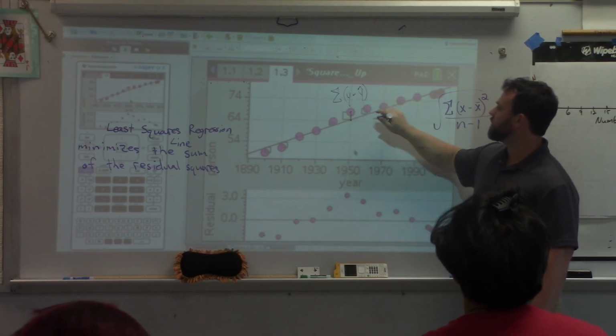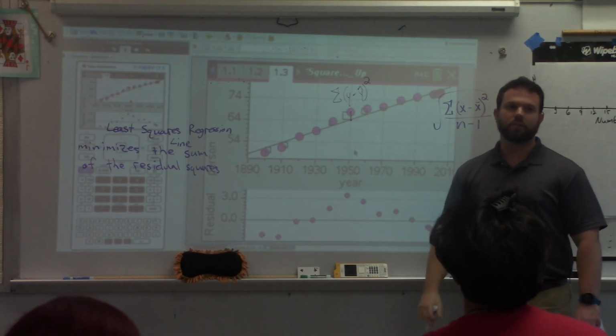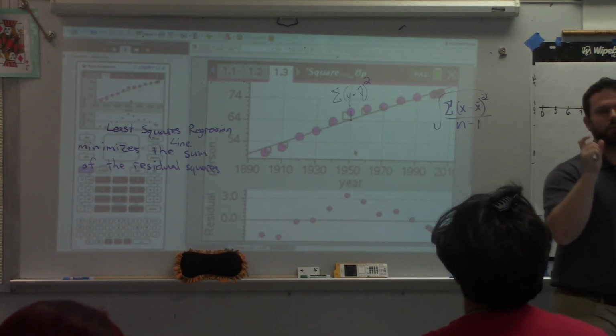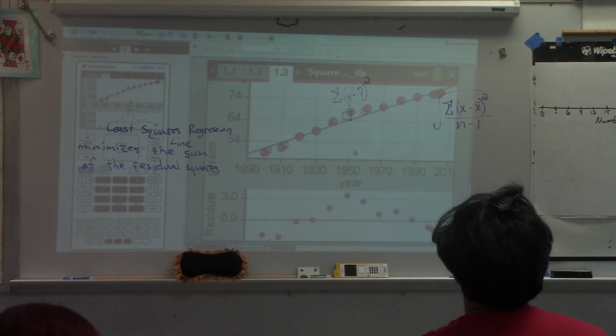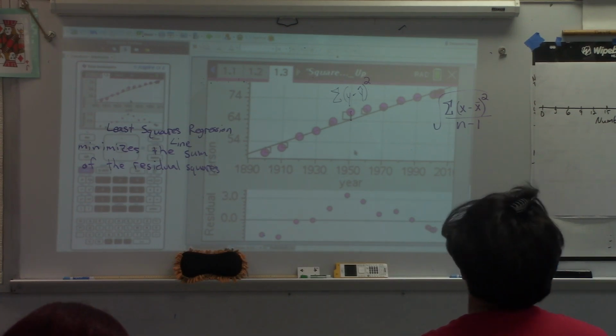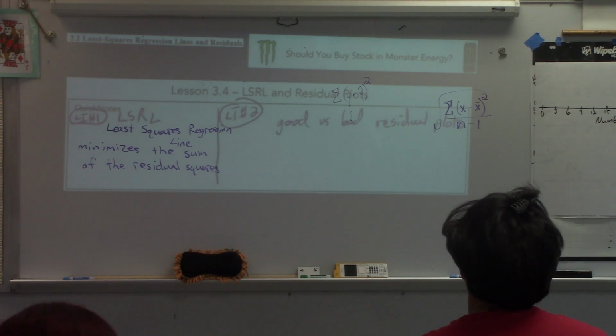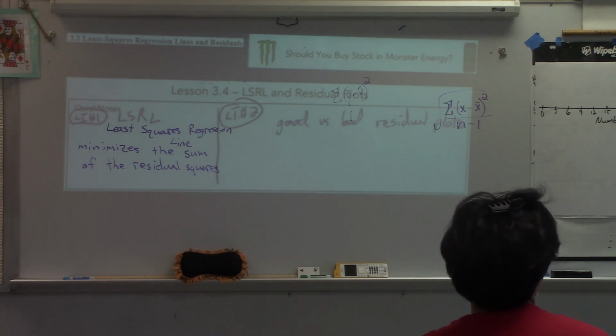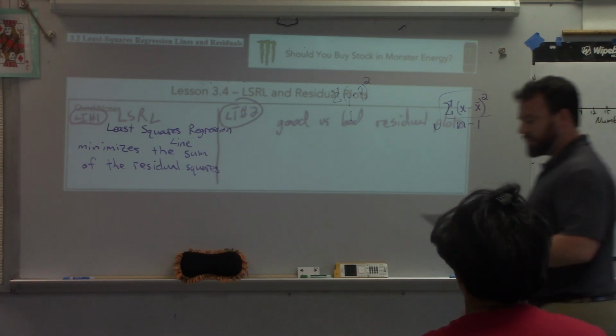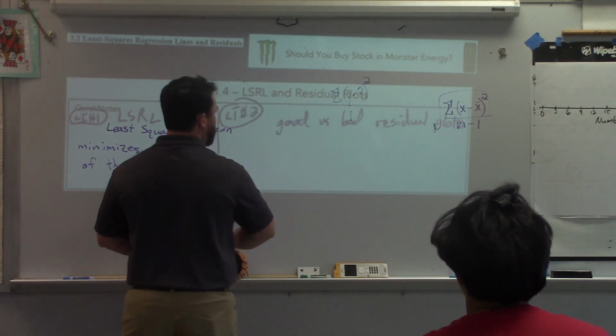So what do I need to do? Square it. Square it to make them positive, and I'm trying to find the least sum of squares. That's what we're trying to find there. Does that answer your question, Serena? No. Okay. So it minimizes the sum of residual squares or squared residuals.